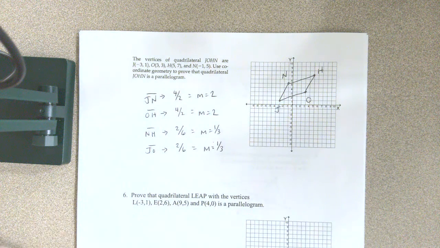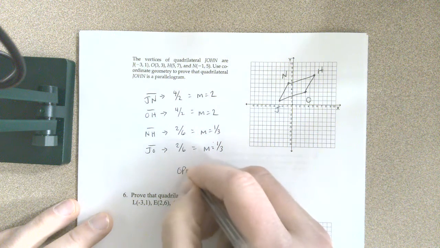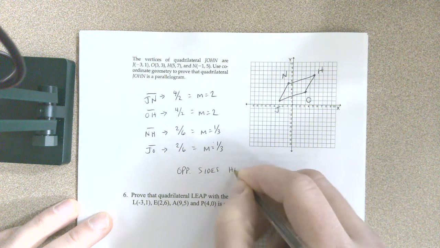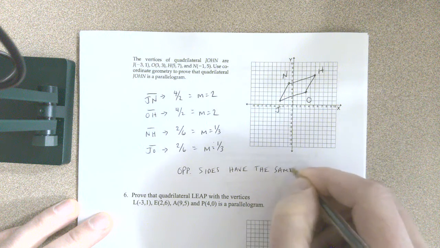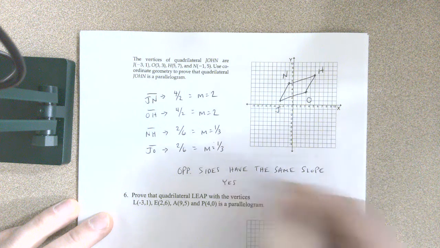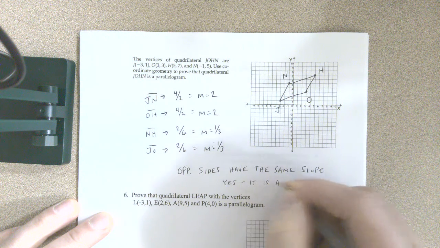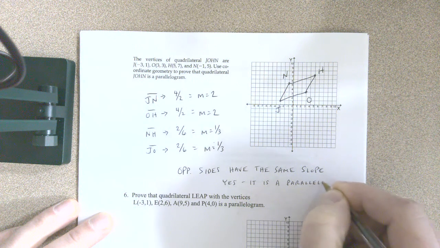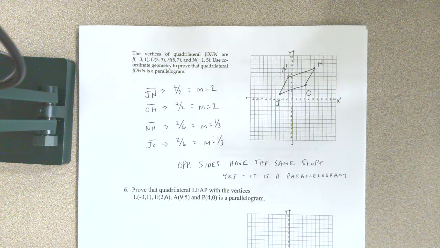So based on those slopes, the opposite sides have the same slope, thus telling us that they're parallel. So yes, it is a parallelogram. Okay, so that's the first one.